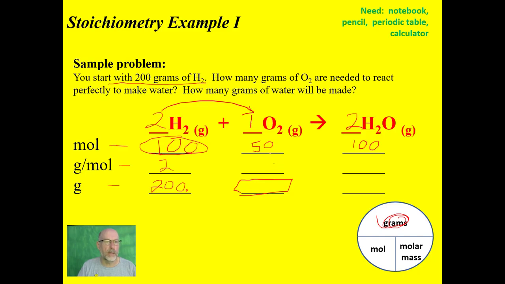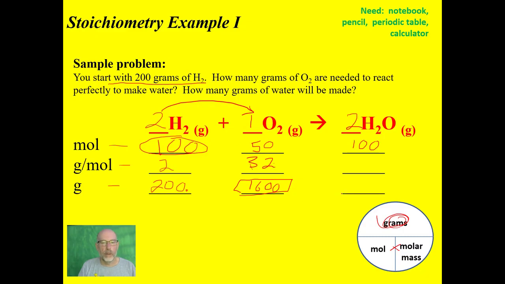The periodic table says oxygen weighs 16. There's two of them, so that's 32. 32 grams per mole. That's the unit over here. And so now we have to calculate how many grams. The calculation is moles times, bottom right corner, moles times molar mass. So 50 times 32 equals 1,600 grams of oxygen to react with 200 grams of hydrogen.